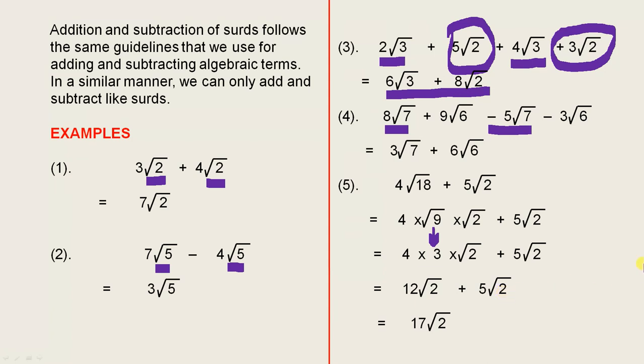So this video has introduced us to the idea of adding and subtracting surds, and we have to look very closely and make sure that the numbers underneath the square root sign are the same. We call those like surds, and then we can perform either the addition or the subtraction operation, whichever one we're given.